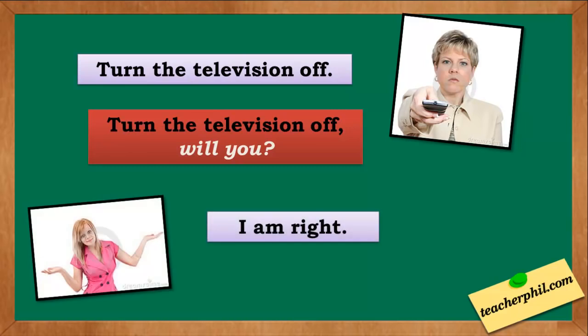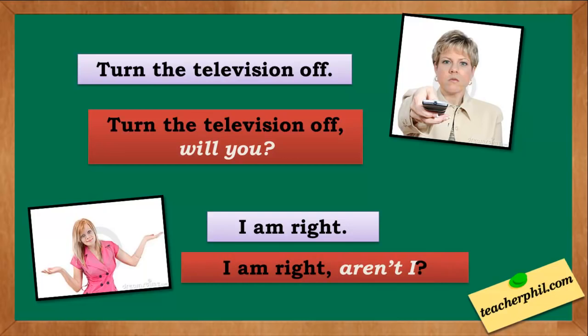The last one, I am right. The correct answer is, I am right, aren't I? Remember that if I am is used, aren't I should always be the tag. Did you get them right?